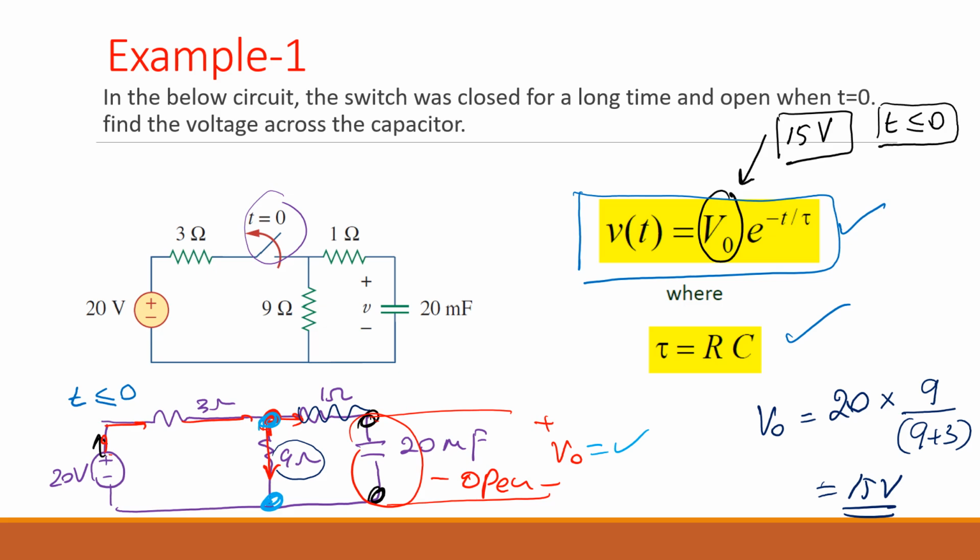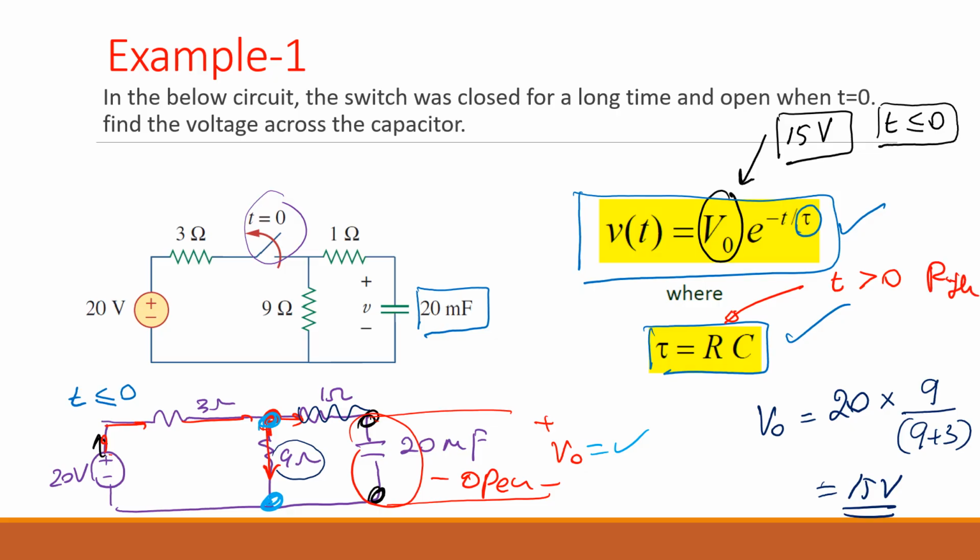So we already found V0 and we have to find the tau, then we are done. Agree? So to find the tau, that will be RC. So C is already known, which is 20 microfarads. Am I right? To find the R, we need to draw the circuit when the time is more than 0. And we find the RTH across the capacitor.